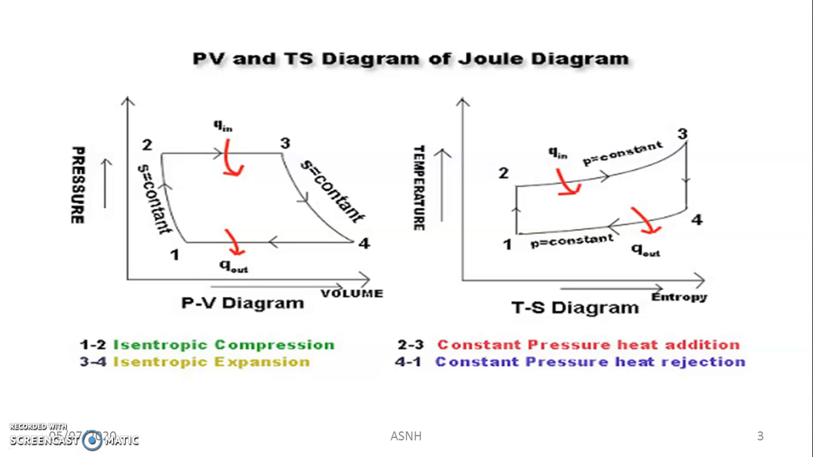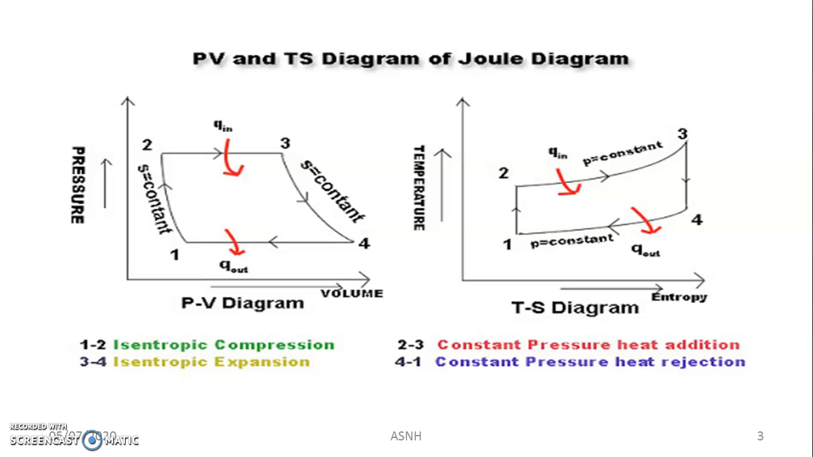Keep in mind that the combustion chamber is used mostly in the closed cycle, and the heating chamber is used in the open cycle. Here the process 2-3 indicates the constant pressure heat addition process. This process is completed in the combustion chamber, where fuel is added externally. The fuels are generally petrol or diesel or any good quality fuel.